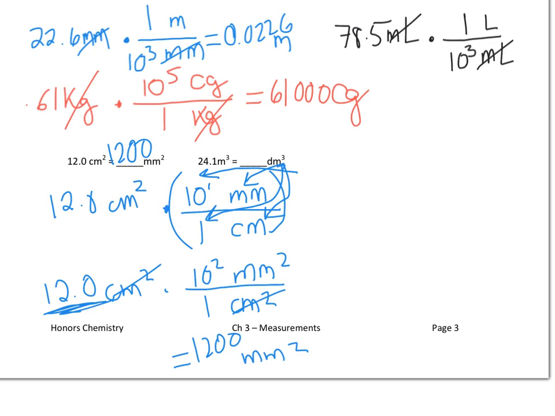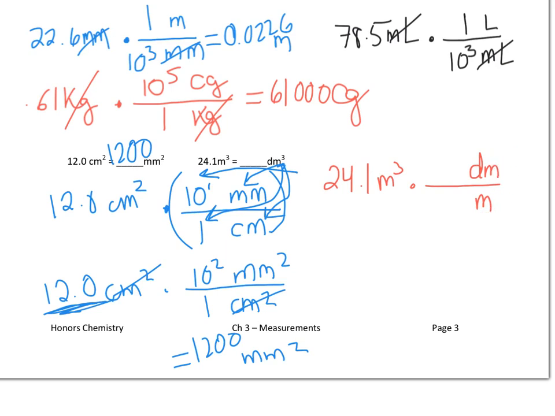Okay, so 2.41 meter cubed is how many decimeters cubed? So let me do that in red. So you write down what you have first, so 24.1 meters cubed. You start a conversion factor. On the bottom you want the same units, but for now I'm going to ignore the cubed. On top you want decimeter cubed, but again for now I'm going to ignore the cubed because I don't know what the relationship is between a meter cubed and a decimeter cubed. I know the relationship between a decimeter and a meter though.